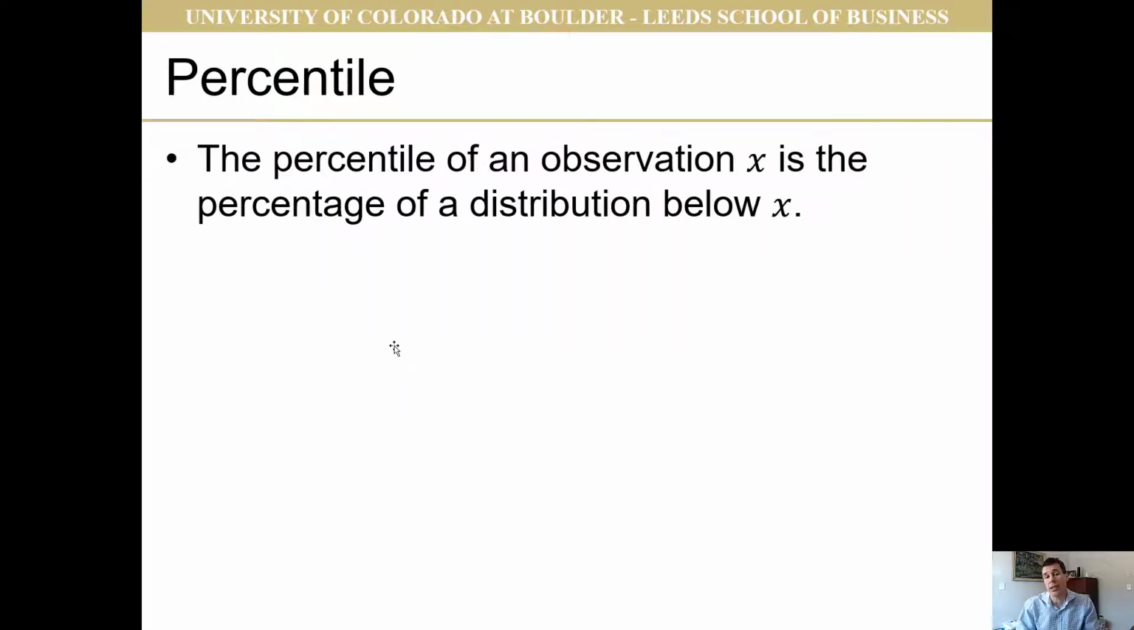Okay, we can calculate another piece of information about an observation. I call this the percentile. So the percentile of an observation x is the percentage of the distribution below x. This is often known in Excel as the cumulative normal function.